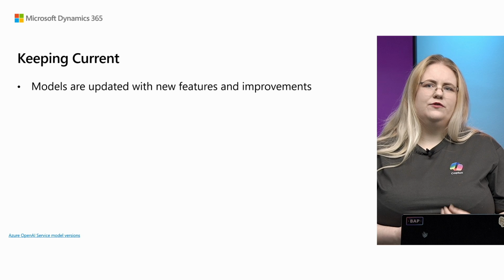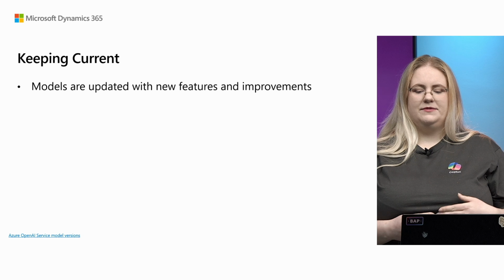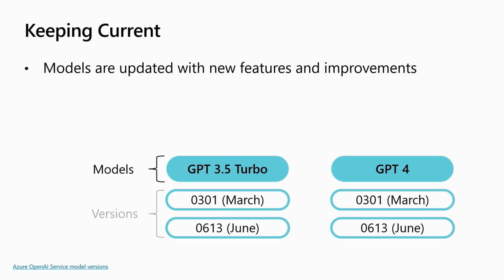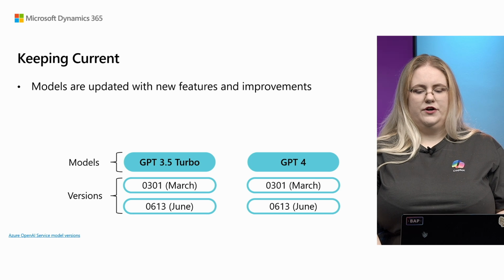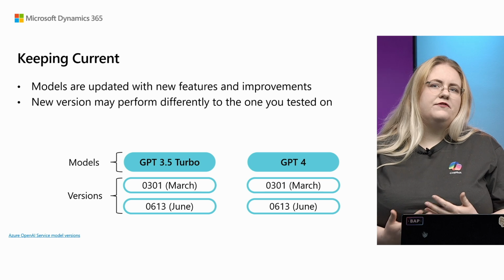Models are updated with new features and improvements, such as function calling that Derek just described. That means that each model, GPT 3.5 Turbo or GPT-4, will have multiple versions, such as, for example, a March version and a June version. That means that the new version may perform differently to the one you tested on. Think about it. Over time, the versions that are released will perform differently. How can you make sure that you still deliver the exceptional quality of service?